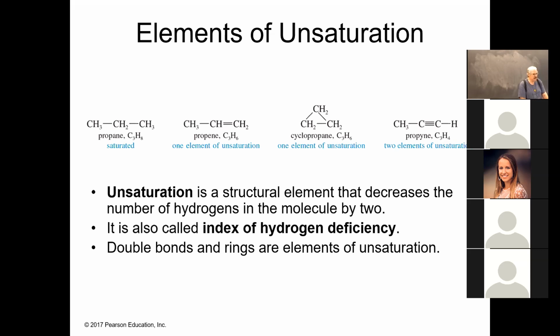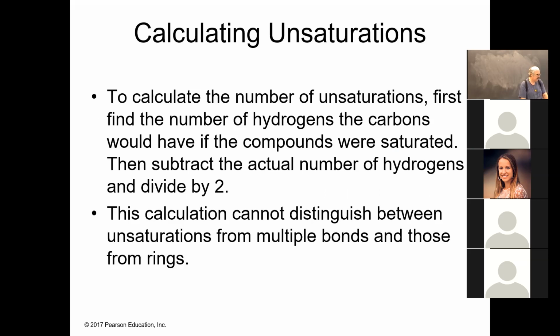Each time you form a double bond, you lose 2 hydrogens relative to the 2n plus 2 to n ratio. For a triple bond, we lose 4 hydrogens, and that results in 2 elements of unsaturation. If we calculate that we have so many elements of unsaturation, the calculation alone can't tell us whether those unsaturations are from rings or from double bonds. We have to rely on other information.